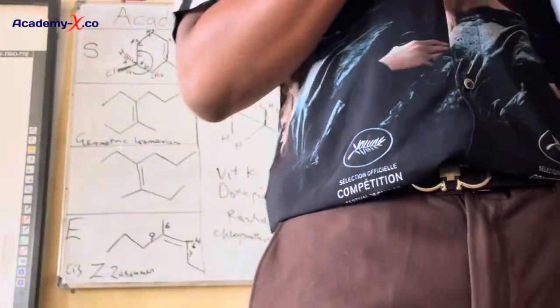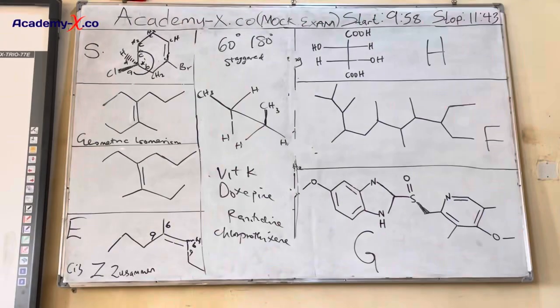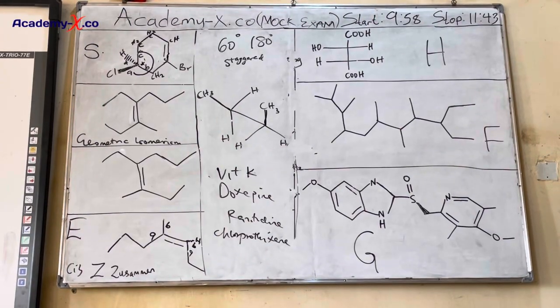Next question. Now, what is a chiral carbon? Just a simple sentence. It's a very simple question. I just put it there. What is a chiral carbon? Four different substituents. Simple. That is a chiral carbon.